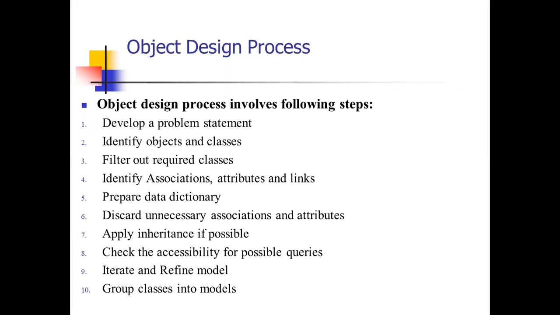That means if we consider student as one module, or college as one module, the college has multiple classes. We have to group those classes into modules. Okay, so these are the 10 steps of the object design process.